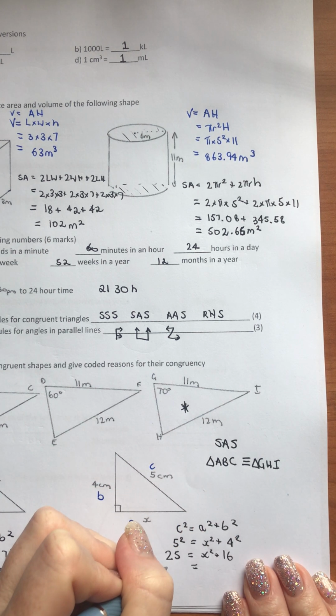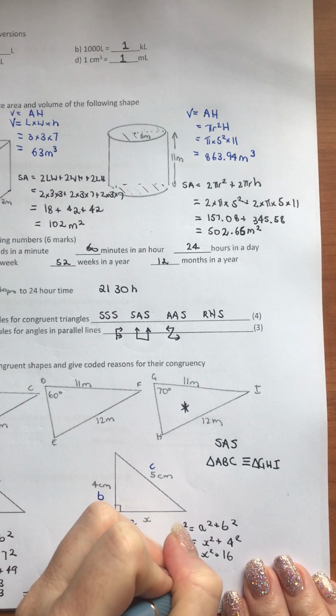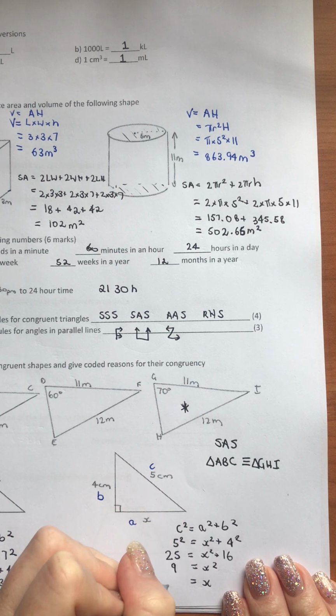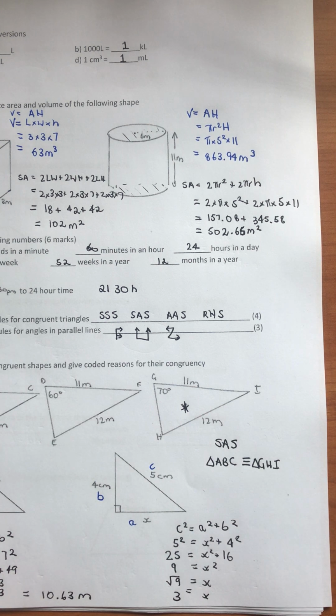So I'm going to take that 16 over and do 25 take 16. That's going to give me 9. So then my x will be equal to the square root of 9, which is 3. And we call this one a golden ratio triangle with the 3, 4, 5 as the sides. So any ones that have factors of that golden ratio are ones that we call the golden ratio triangles. Okay.